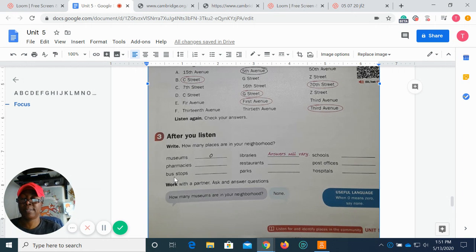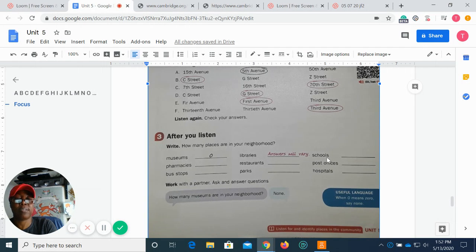How many bus stops are in your neighborhood? How many libraries are in your neighborhood? How many restaurants are in your neighborhood? How many parks are in your neighborhood?